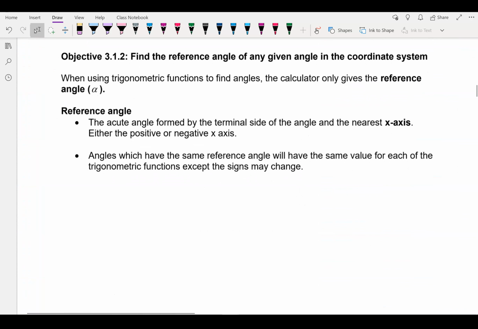In this case, we're going to be doing what's called finding the reference angle of any given angle. So one weird thing about trig functions is that you have multiple ways of saying the same thing, which can be very frustrating. But one thing the calculator does, and the reason it does it, when it calculates angles, it gives you only the reference angle, okay? The calculator only gives the reference angle. Let me show you what reference angle means with a little interactive thing.